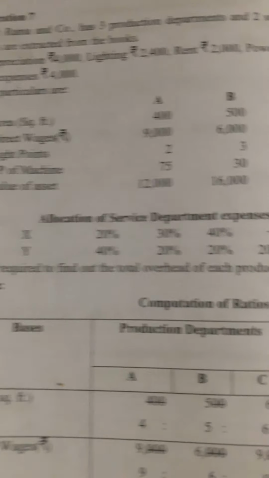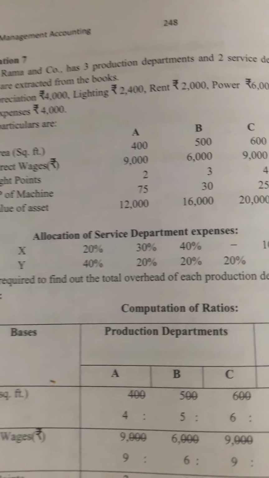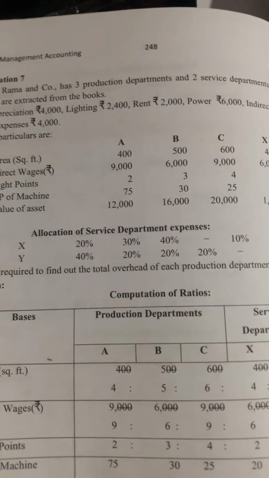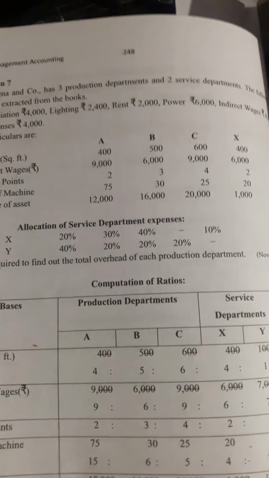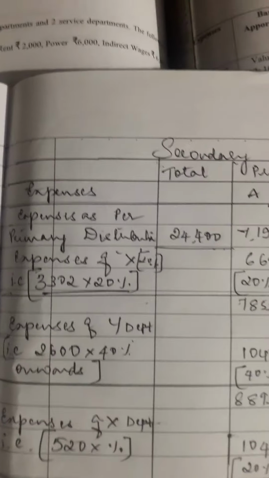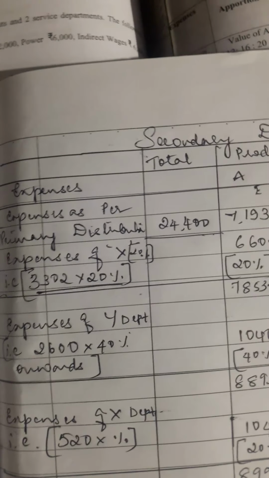for A, B, C, X and Y. Now in the problem, if you look at the problem, they say allocation of service department expenses should be based on these percentages: X 20%, 30%, 40%, nil and 10%. Nil in the sense, I will tell you, the first step you have to do is write down expenses as per primary distribution. Okay, that is 24,400 and all the totals we have written as it is.